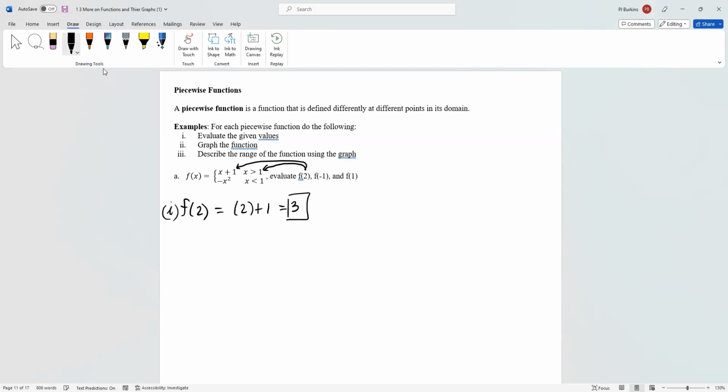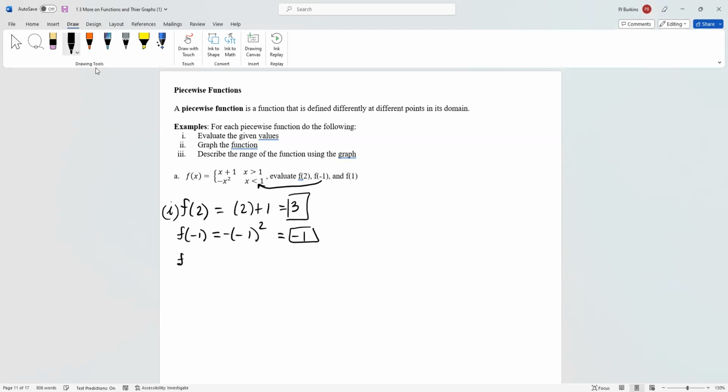Then they ask us for f of -1. Where does -1 exist in the domain? That would fall as something that's less than 1, so we plug it into that portion. We have negative of -1 squared. -1 squared is 1. Take the negative of that, and we get -1.